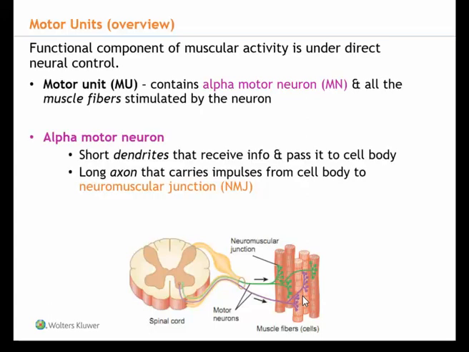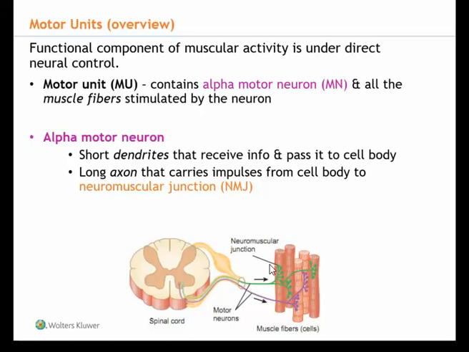So we already know an alpha motor neuron, or a motor neuron, has short dendrites and a long axon. So those long axons travel all the way from the spinal cord to a muscle. That's a pretty long way. And it carries impulses from the cell body of that neuron, which is all the way up here in the spinal cord, to the terminal buttons, which is also referred to as the neuromuscular junction when it connects to a muscle. So these red guys here, those are muscle fibers, so in a muscle.